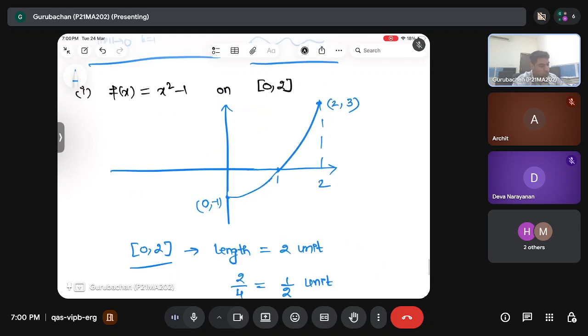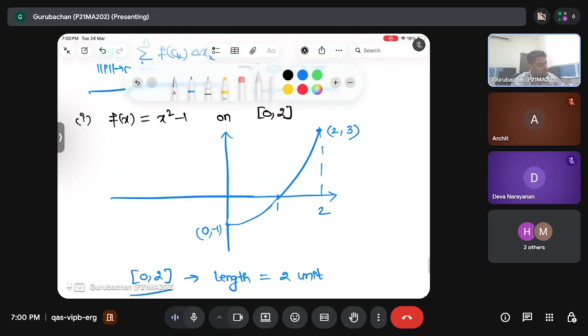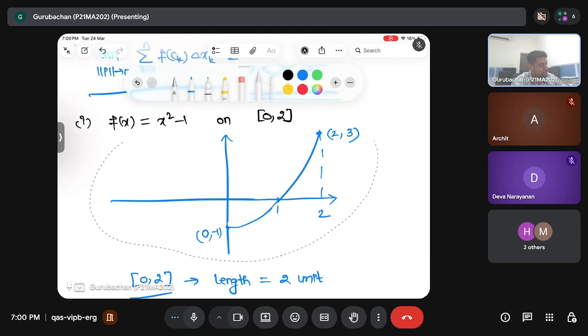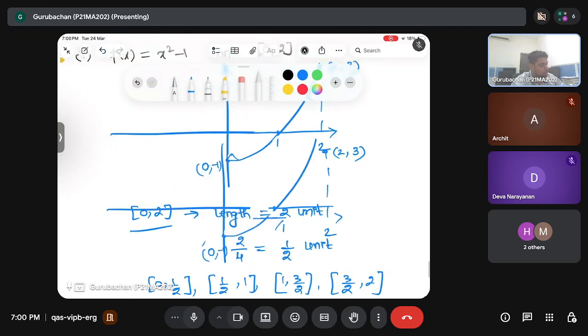Now we need to draw these subintervals for this graph in the form of rectangles. How? Let us see that.